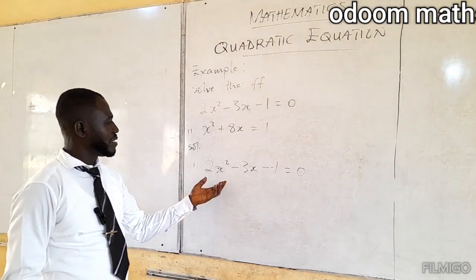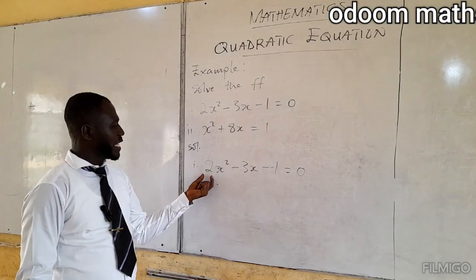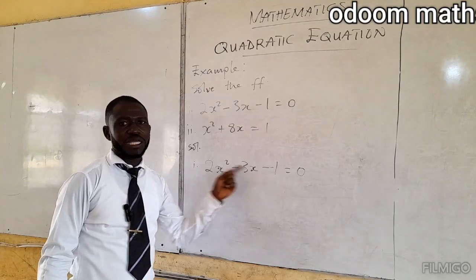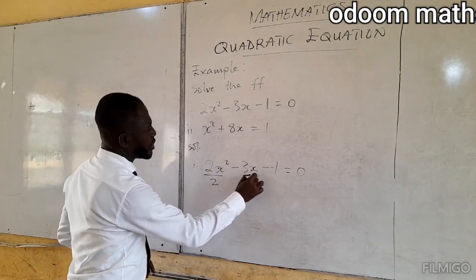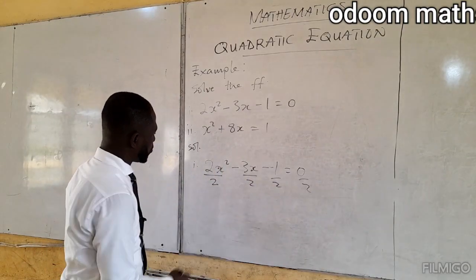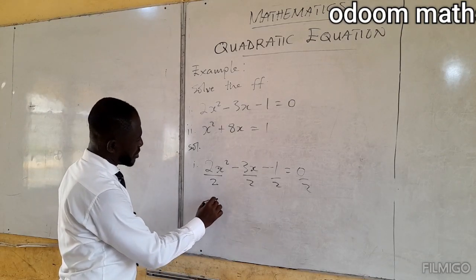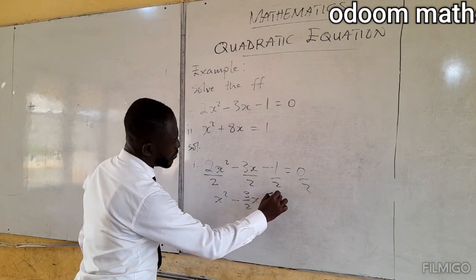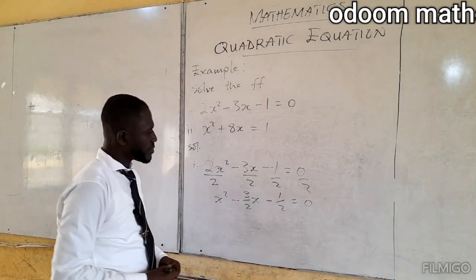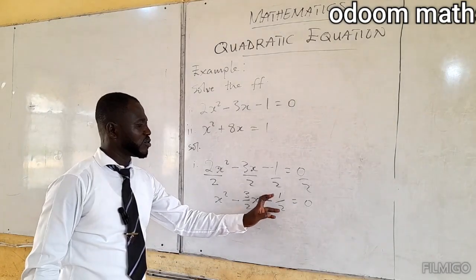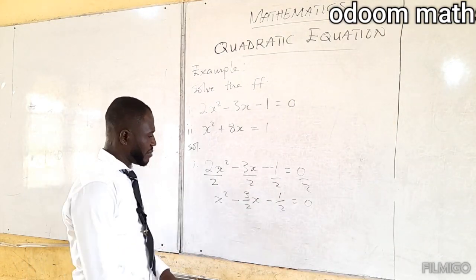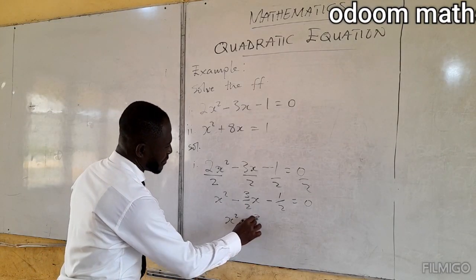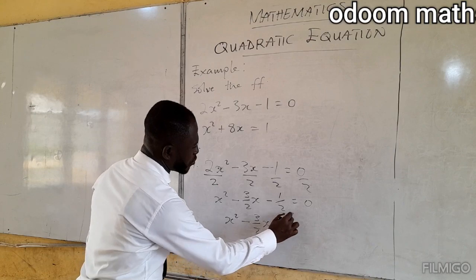What we have to do is make sure that the coefficient of x squared is 1. So I'm going to divide through by 2: here over 2, here over 2, here over 2, and also over 2. This gives me x squared minus 3 over 2 x minus 1 over 2 equals 0. Since this 1 over 2 doesn't contain x, I'm going to send it to the other side because I'm making x the subject. So x squared minus 3 over 2 x is equal to 1 over 2.